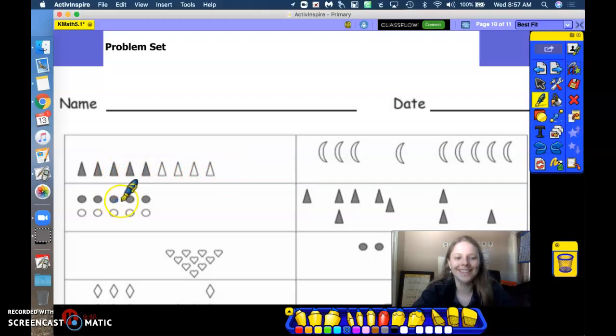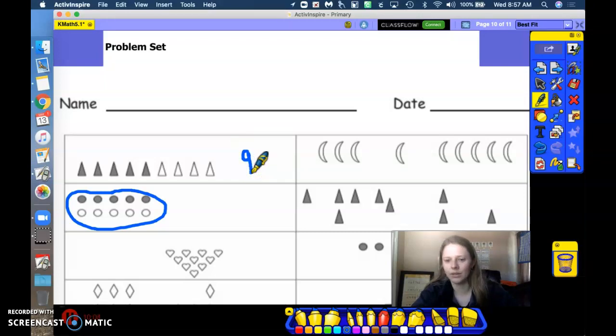Ooh, but right here, we know what this is. It looks just like our 10 frame. There's 5 on top, 5 on the bottom. I'm going to circle this. I'm actually going to go back to my triangles. I'm going to write the number 9 to remind myself why I didn't circle that. It's not 10.